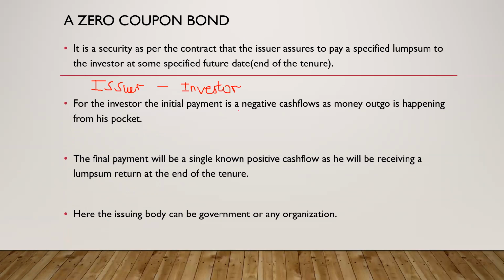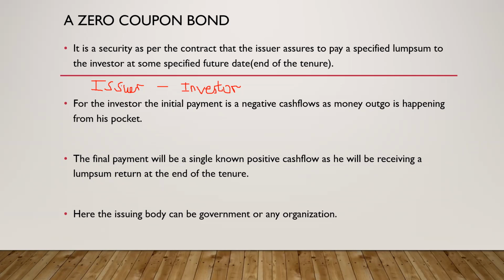For the investor, the initial payment is a negative cash flow as money outgo is happening from his pocket. So if the investor is interested in purchasing an investment product, say in this case a zero coupon bond, he has to pay something to the one who is issuing, right? So the initial payment is a lump sum, negative cash flow as the money is flowing out of his pocket. The final payment will be a single lump sum positive cash flow as he will be receiving the lump sum return at the end of the tenure.